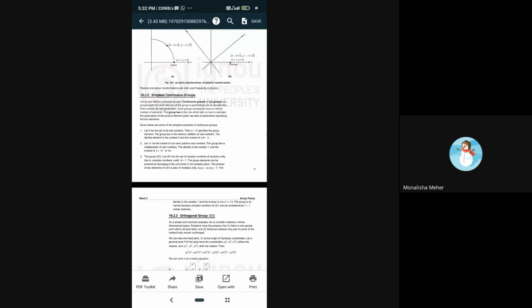Then your simplest continuous groups. So what is a continuous group or Lie group? Continuous groups or Lie groups are groups such that each element of the group is specified by one or several, or a finite number of, real parameters. Such groups necessarily have an infinite number of elements. The group law is the rule which tells us how to calculate the parameters of the product element given two sets of parameters specifying the two elements.